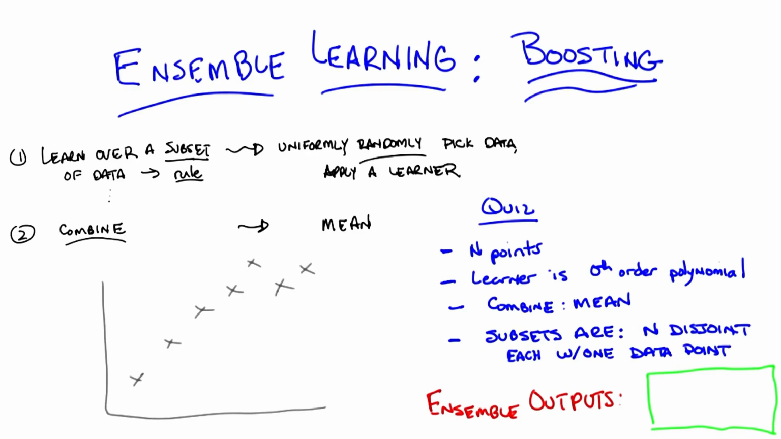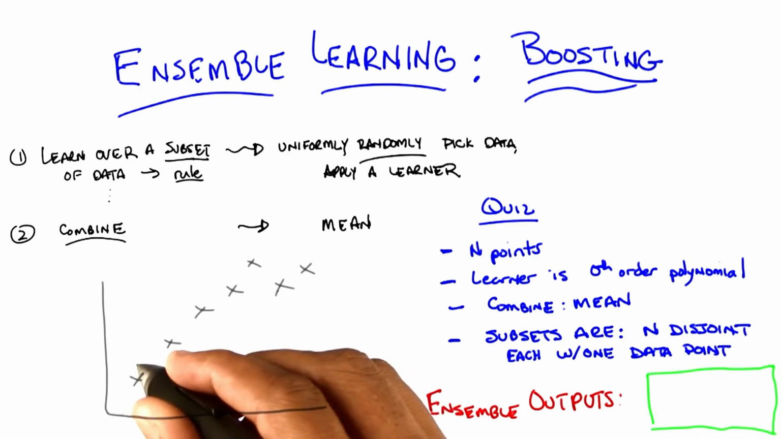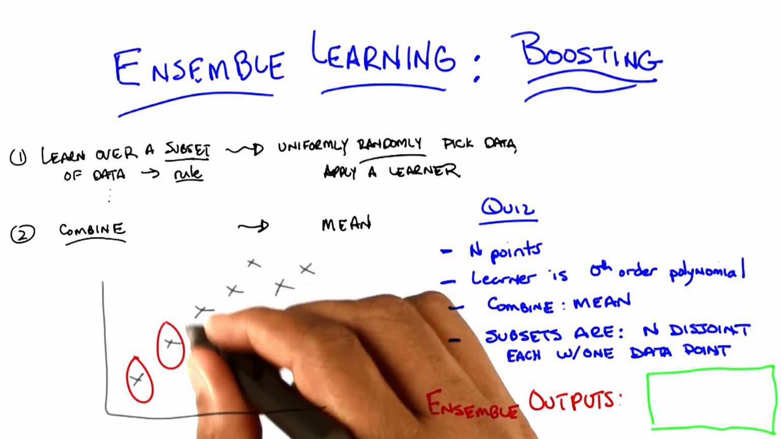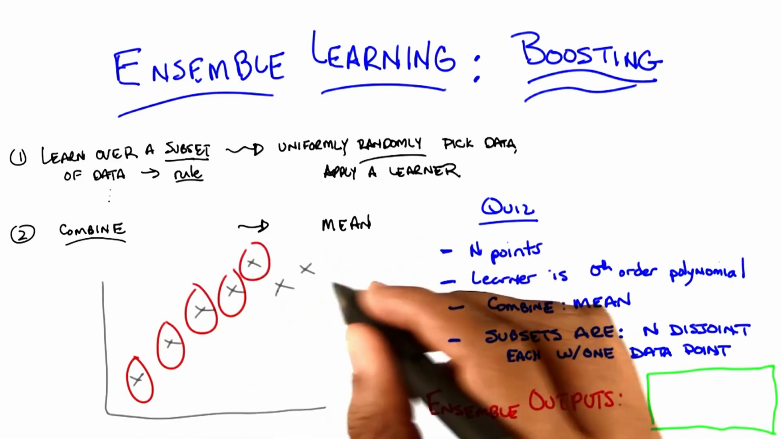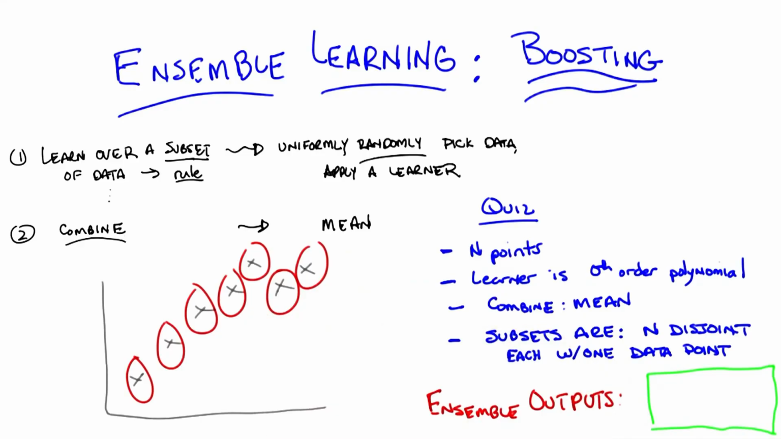Okay, I think I get that. Right, so if you look over here on your left, you've got a graph of some data points, and this is one subset. This is another subset. That's another subset. That's another subset. That's another subset. That's another subset. That's another subset. Got it? Yeah, now what do you want to know about it?